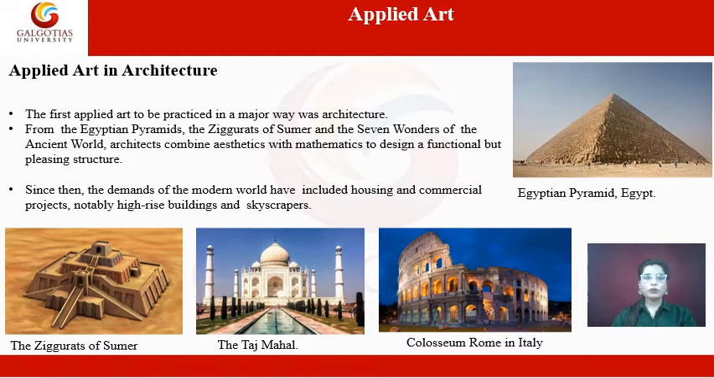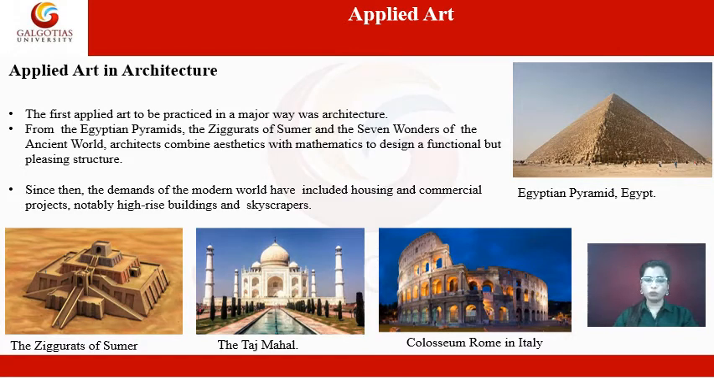Here is another example of applied art in architecture. The first applied art to be practiced in a major way was architecture, from the Egyptian pyramids and the ziggurat of Sumer to the seven wonders of the ancient world. Architects combine aesthetics with mathematics to design functional but pleasing structures. For example, the ziggurat of Sumer, and the seven wonders of the world.